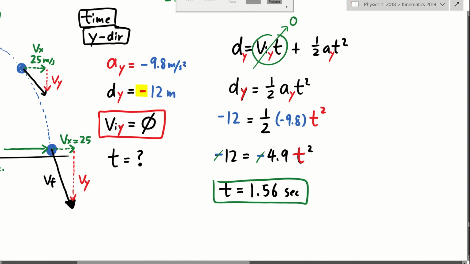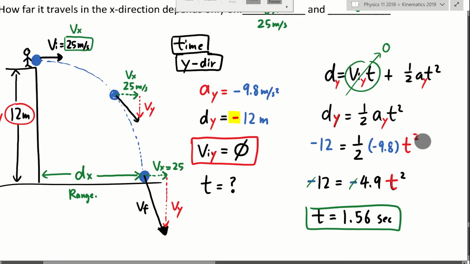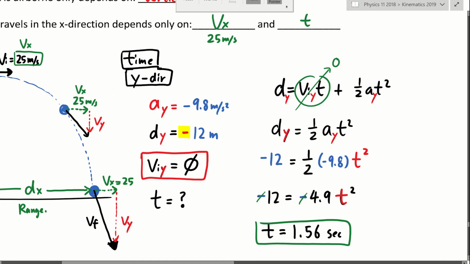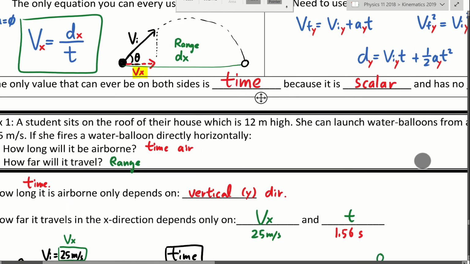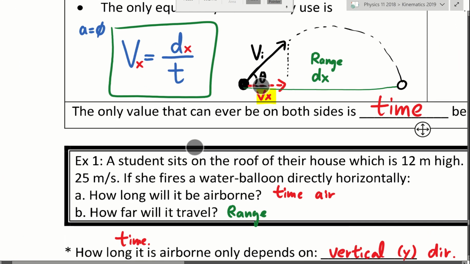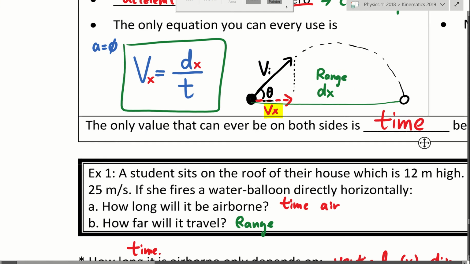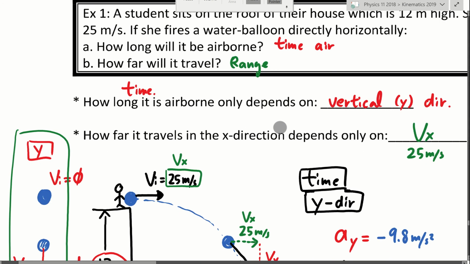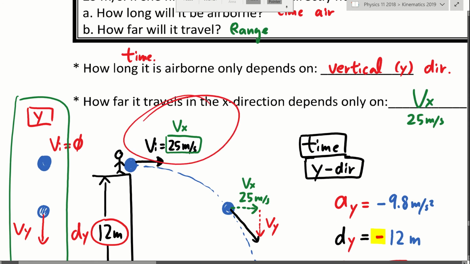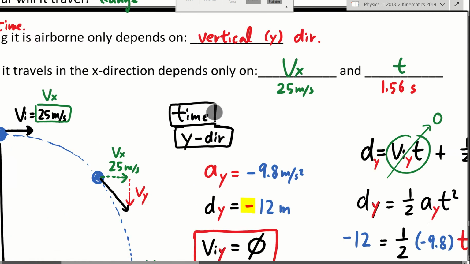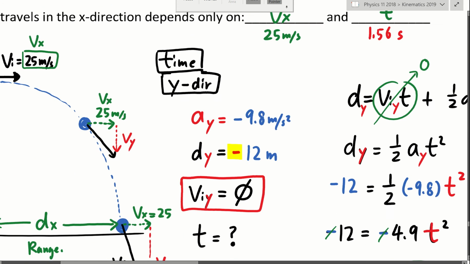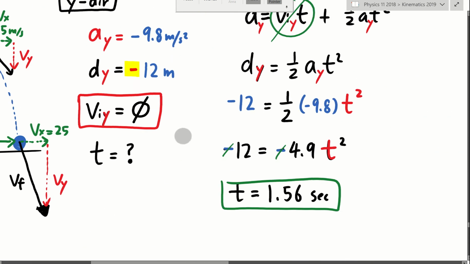Okay, so now we answer the first question. Oh, we have time now. Nice. We have time. We can do range. Okay, let's go back and look up at the equation. The range equation requires two things: Vx and time. And at this moment, we have both of them. Vx is your initial speed, and time is what we just calculated. Okay, super easy then for the range.